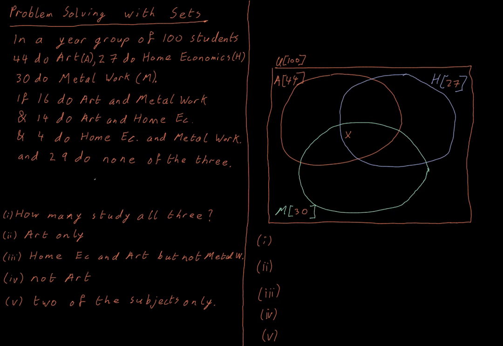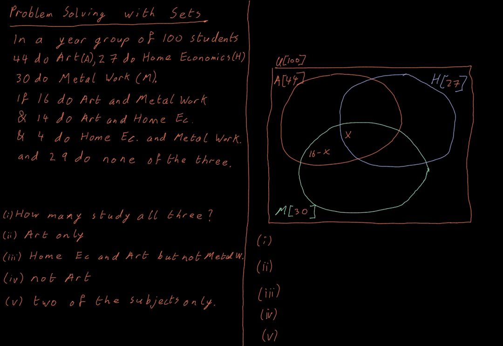And then let's see what else we know in our question. We filled in our overall set sizes. So 16 people do art and metalwork. So art and metalwork. 16 people in total are in the overlap of the green and the red circle, or the green and the orange circle. Well, if X people are in this part of it, then the remaining number here would be 16 minus X. In total, in the overlap, there are 16. If there are X in this bit, then there must be 16 minus X in this bit.